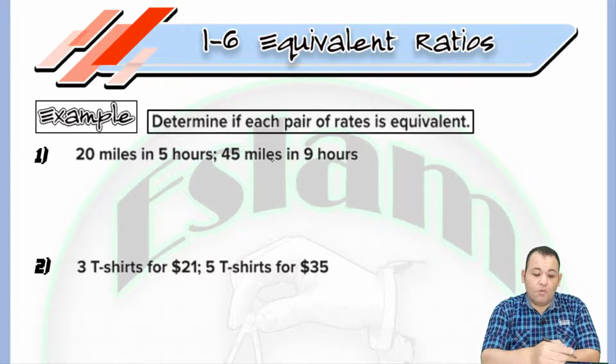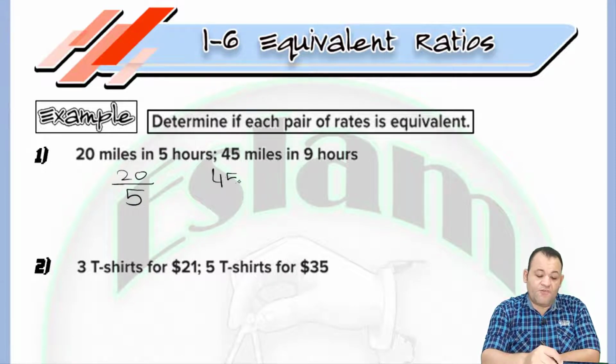To solve this problem, we'll write it as a fraction. We have 20 miles for each 5 hours and 45 miles for each 9 hours. We can solve it in two ways. Number 1, we need to simplify. 20 divided by 5 is 4, so we have 4 miles for each 1 hour. And 45 divided by 9 equals 5, so it will be 5 miles for each 1 hour.